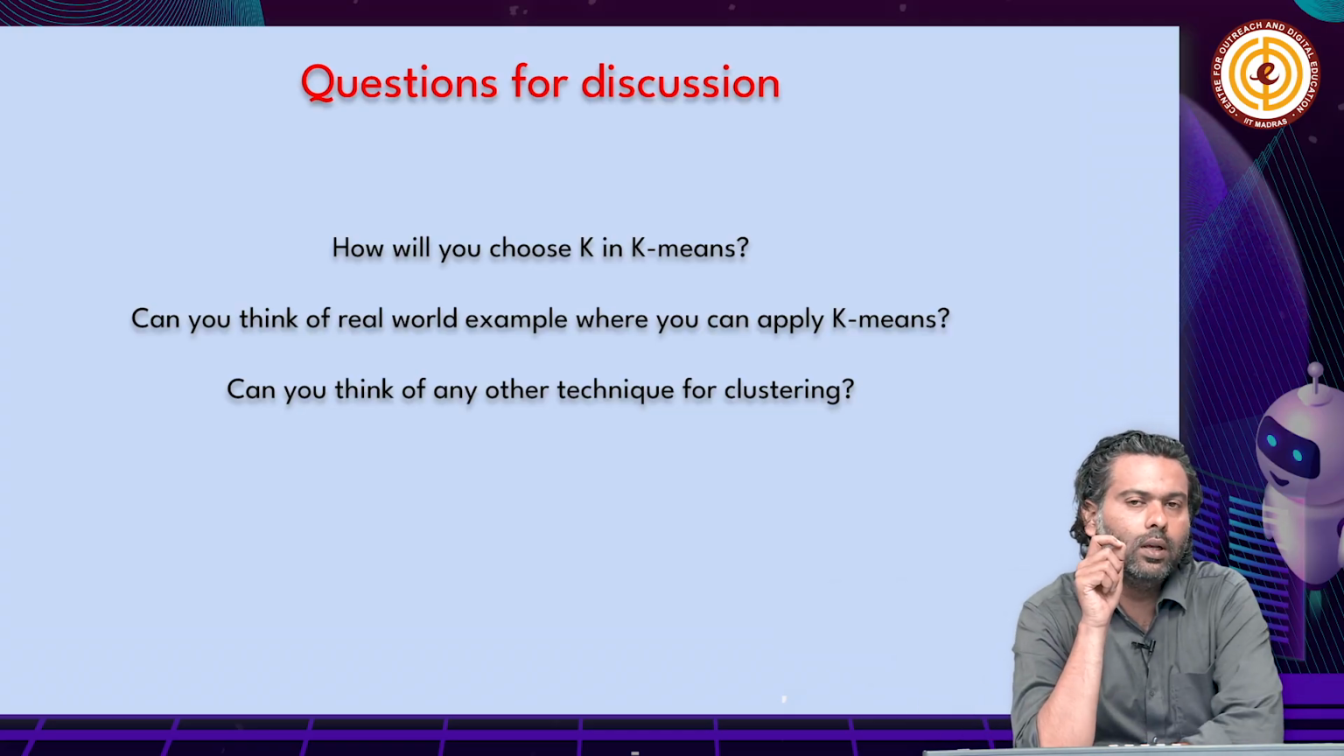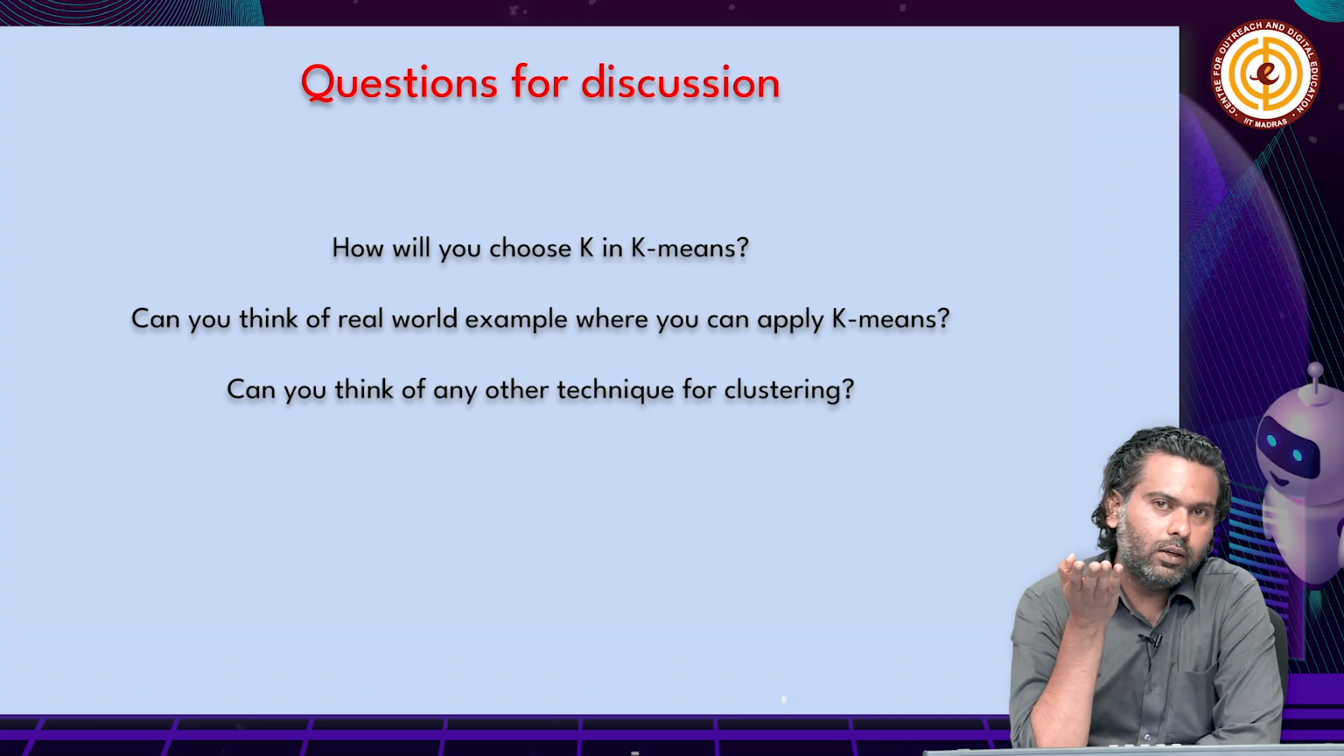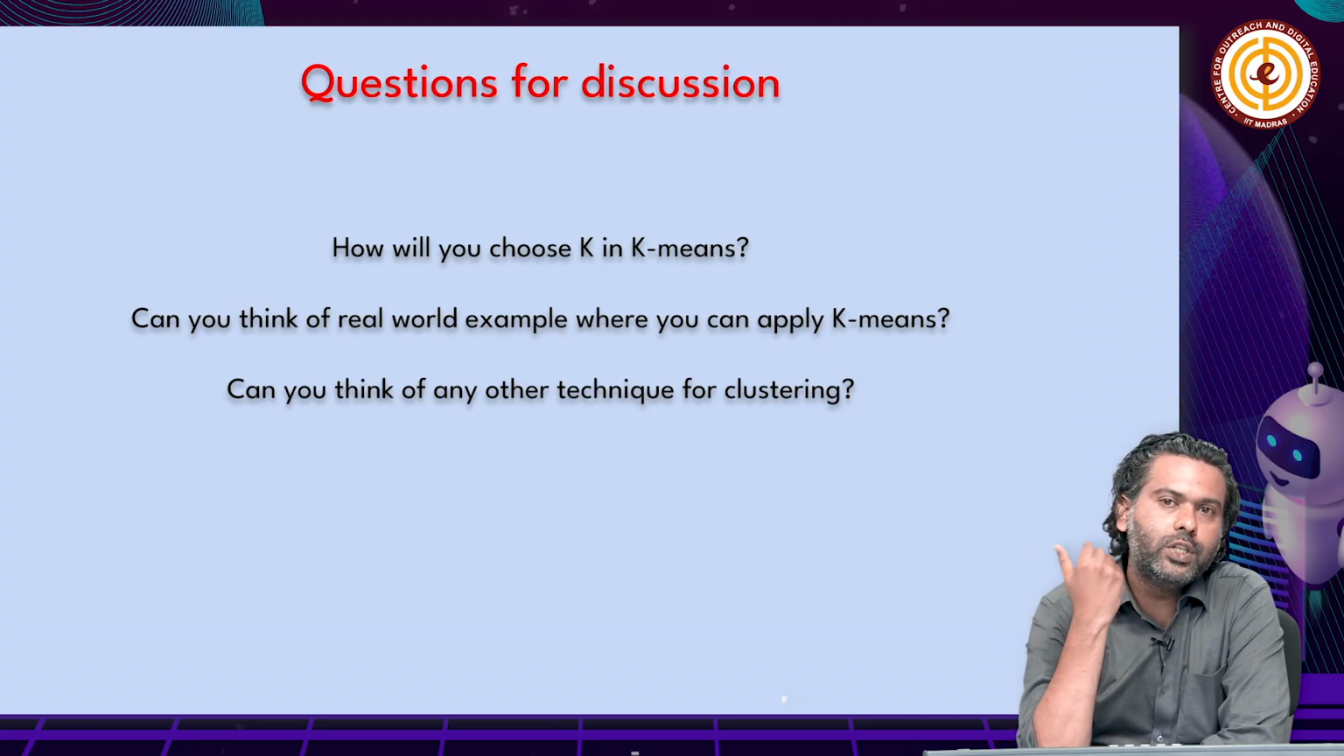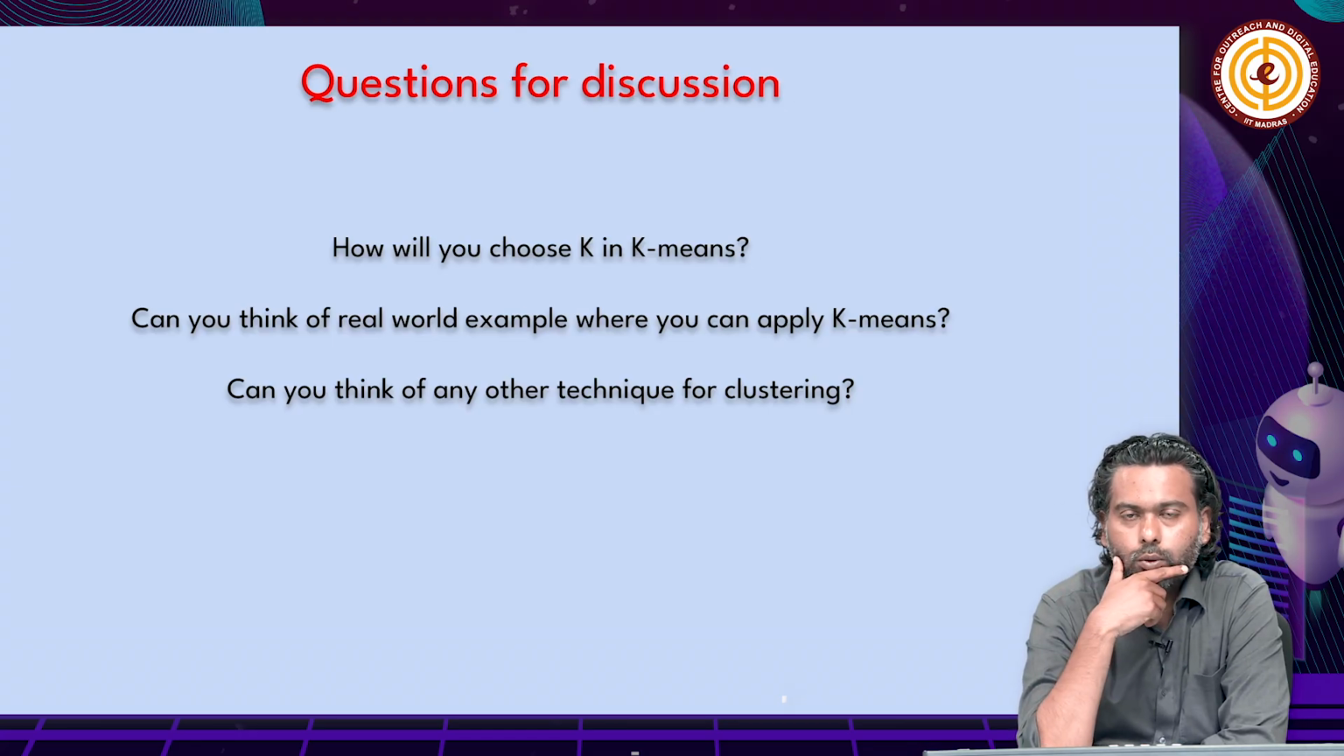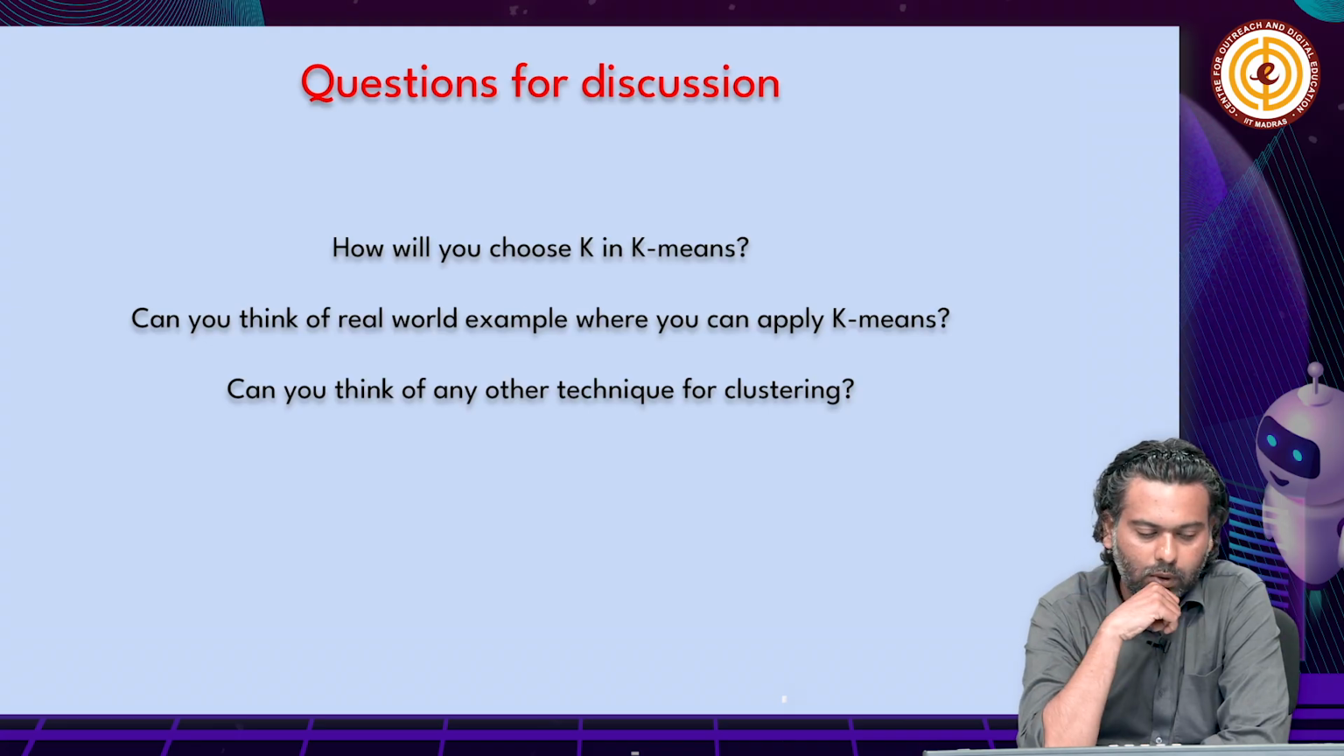Now, in general, for every k that I give, the algorithm will give me some output, but which k should I use? How will I choose the k in the k-means algorithm? Think about this. This is a wonderful question to ponder about. This is question number 1.